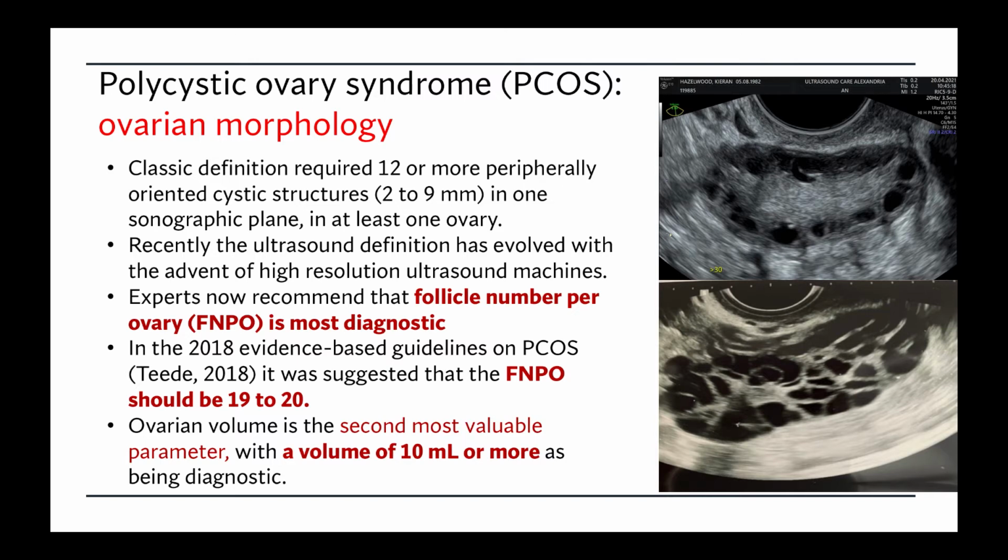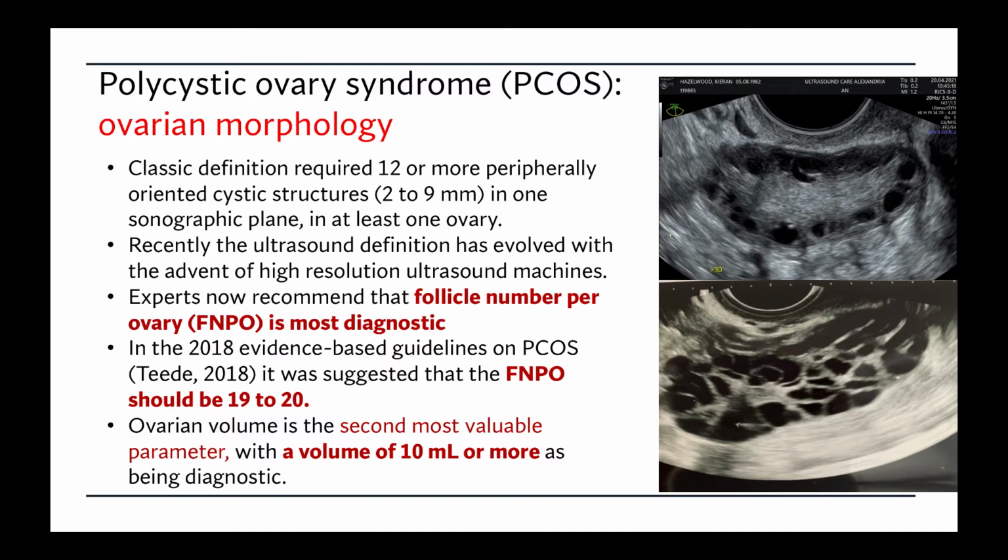So first, ovarian morphology, and this is classically defined as 12 or more peripherally oriented cystic structures about 2 to 9 millimeters in size in one sonographic plane in at least one ovary. An example of this would be this picture at the upper right-hand panel, where you see cystic structures that are peripherally located. That's why in the past we called this the rosary bead pattern.